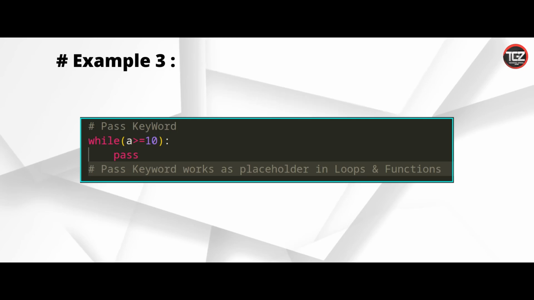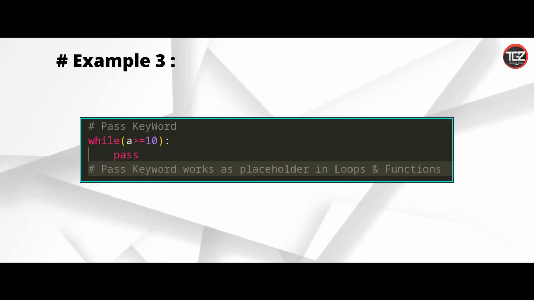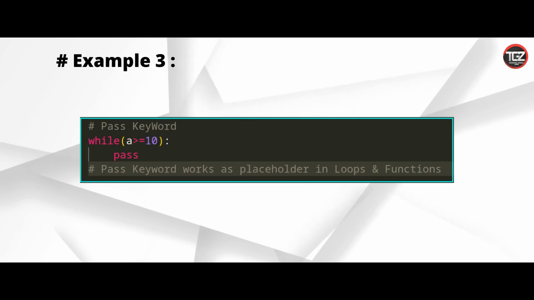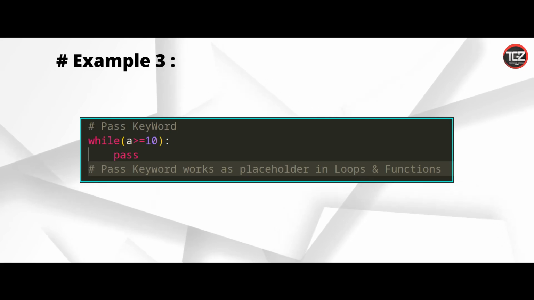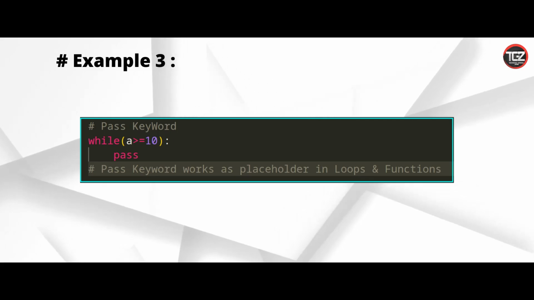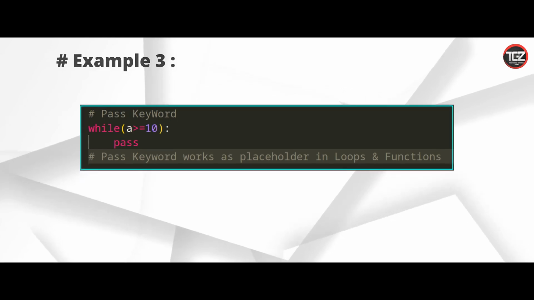Example 3. This is a while loop with the pass keyword. The pass keyword works as a placeholder in functions and loops. With the help of the pass keyword, Python does not show an error because of an incomplete loop. Now we can add the code whenever we want. Similarly, the pass keyword works in functions.